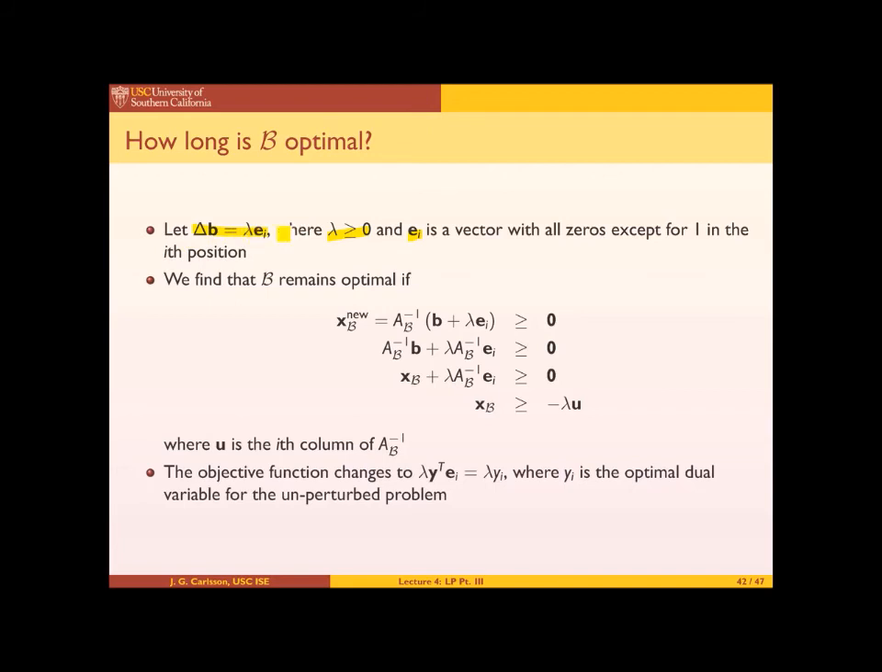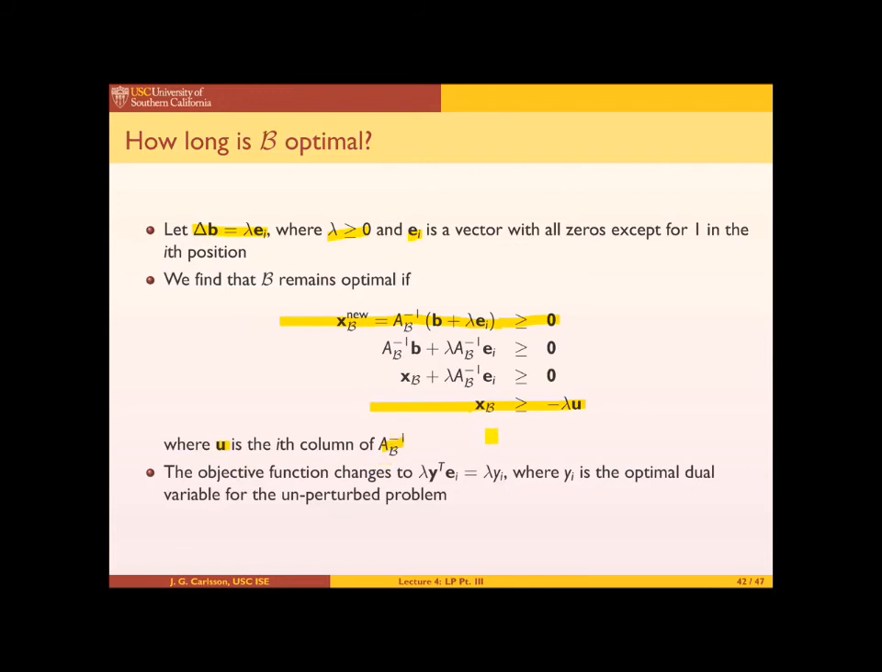Okay, so you work out the linear algebra here. You want A_B inverse times b plus delta b, where delta b is now equal to lambda e_i. That needs to be non-negative. You hack through the linear algebra, what do you get? You get x sub B has to be greater than or equal to minus lambda times u, where u is the ith column of A_B inverse.